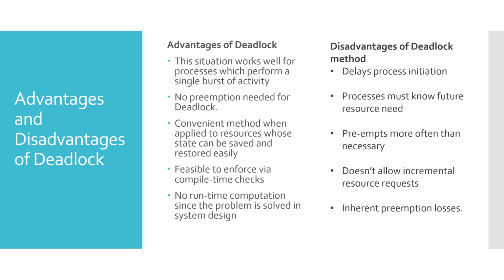There are also some disadvantages of deadlock. The deadlock delays the process, and also the process must know the future resources it needs, and because it keeps asking, it will need more often than necessary. It doesn't allow incremental resource requests. Also, it inherits the preemption loss.